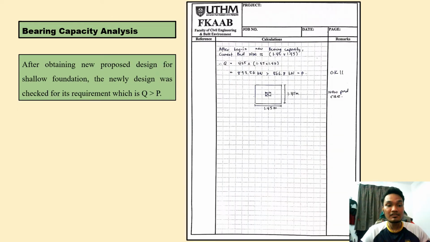After obtaining the new proposed design, the size is 1.45 times 1.45 meter. We need to check the requirement, which is that the new allowable bearing capacity should be higher than the axial load at column C22. Okay, so we got the result that after using the newly proposed design, Q is higher than P, so it's okay and it passes the requirement for the shallow foundation.